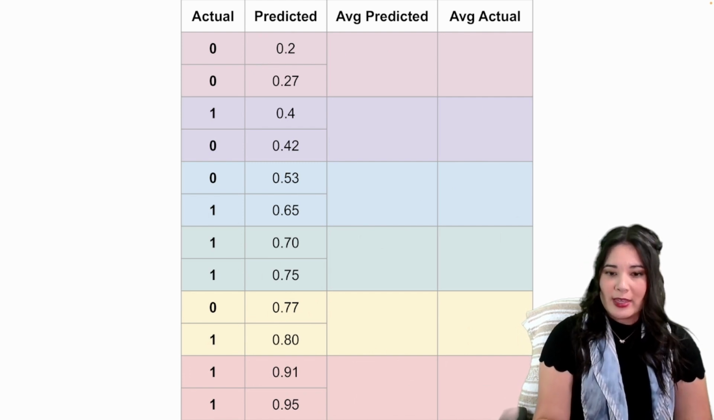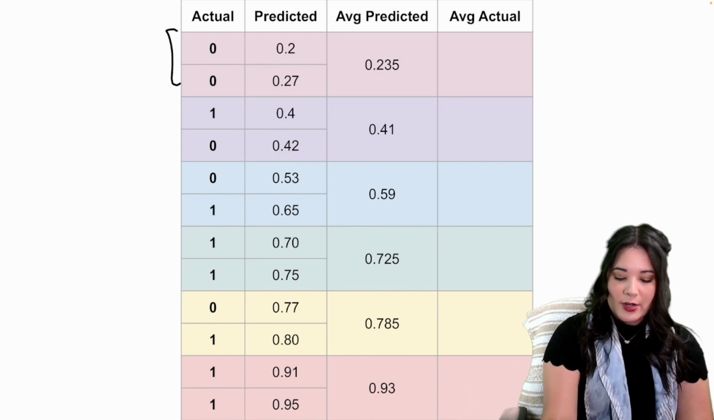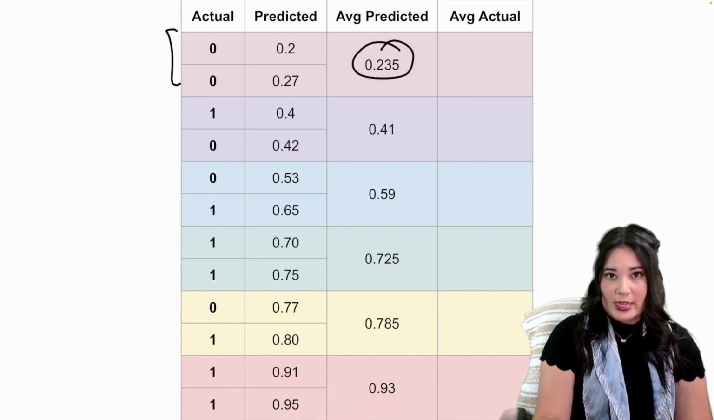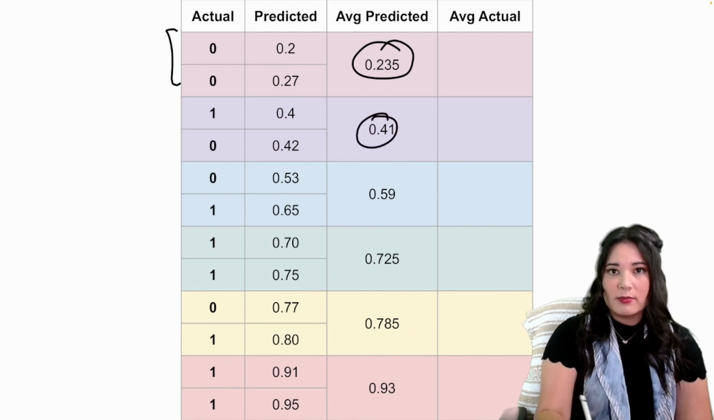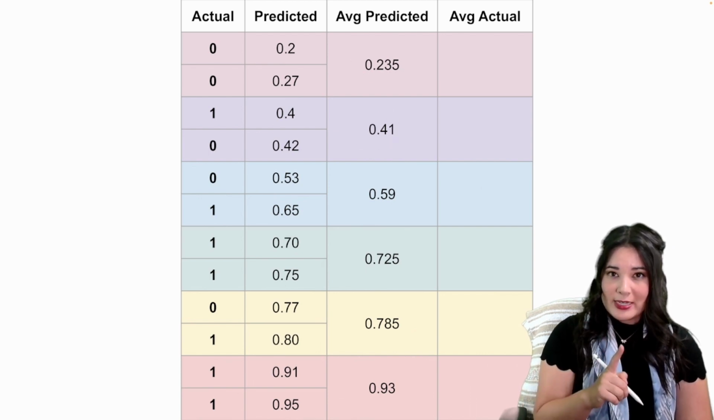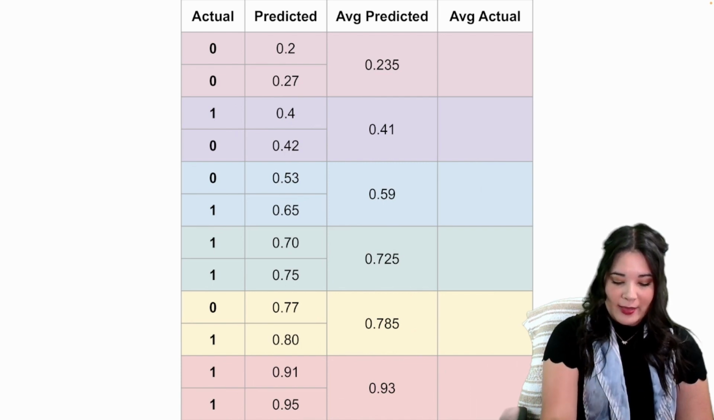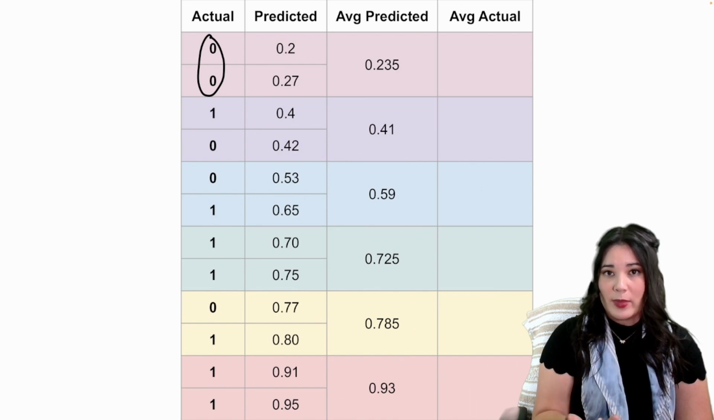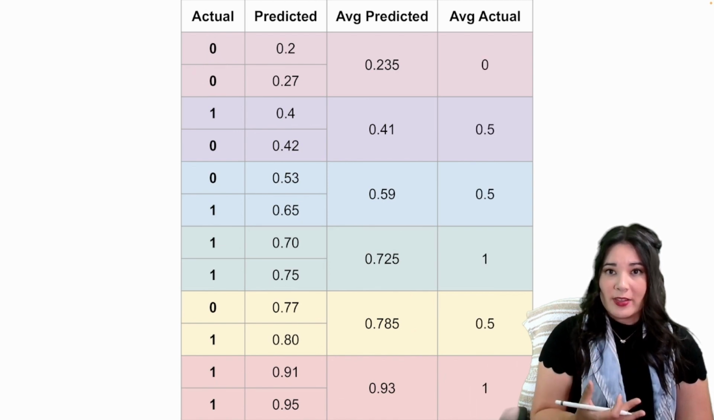First, let's calculate the average predicted probability. For this group of 2 here, the average predicted probability is 0.235. For this group, it's 0.41, etc., etc. Now we need to calculate the actual probability. We're going to do that by looking at the actual events that happened and calculating how many of them were positive. So here we've done that calculation.